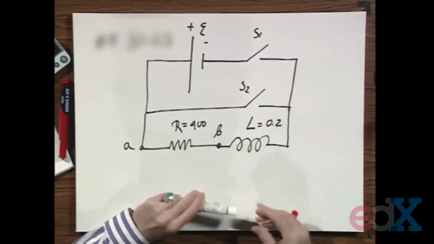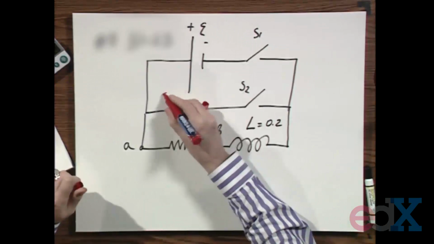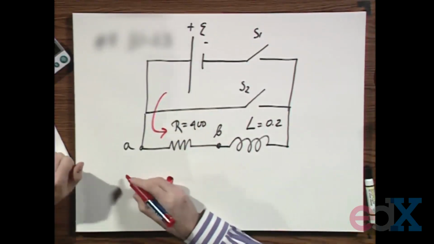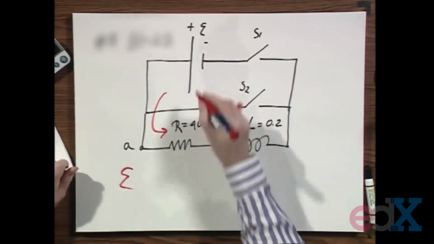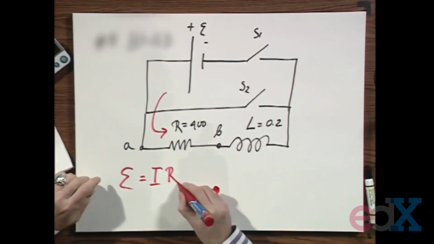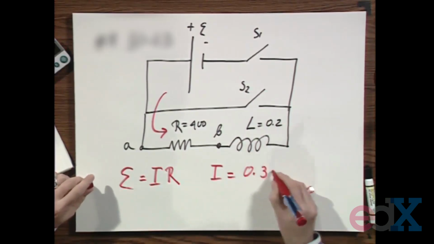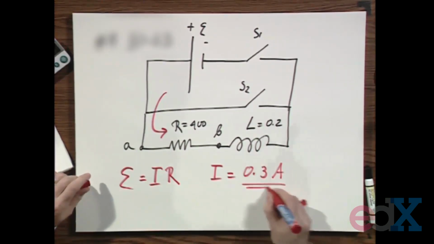L will oppose the current, but ultimately L can no longer fight the current, and there is going to be a current flowing through here. And E, which is the EMF of the battery, through Ohm's law equals IR. And so I, you can easily calculate, equals 0.3 amperes.